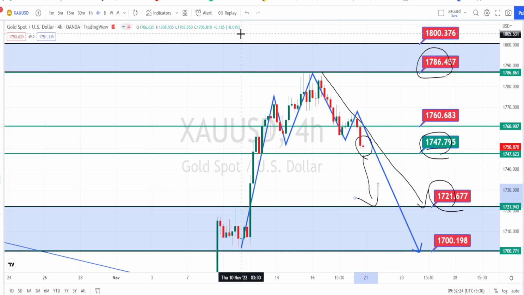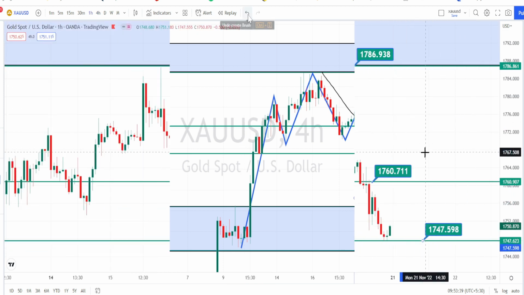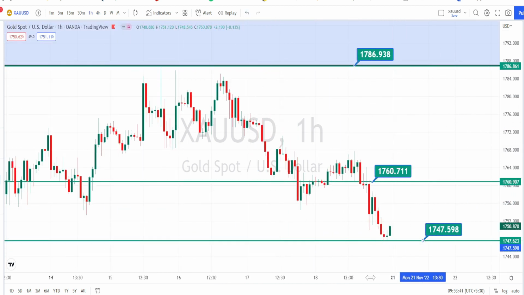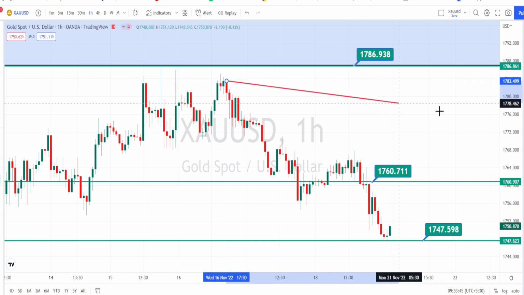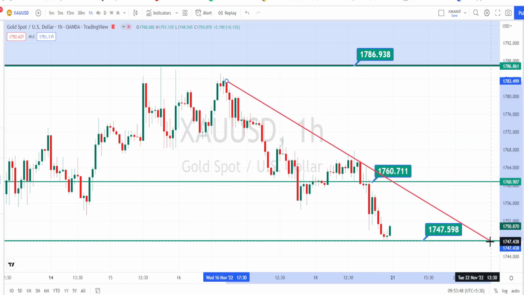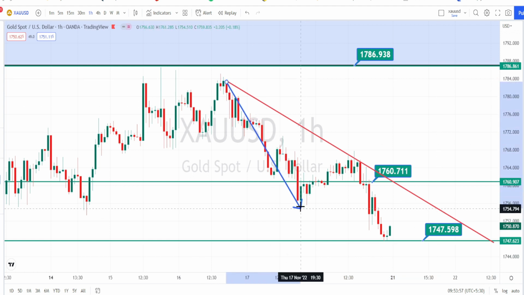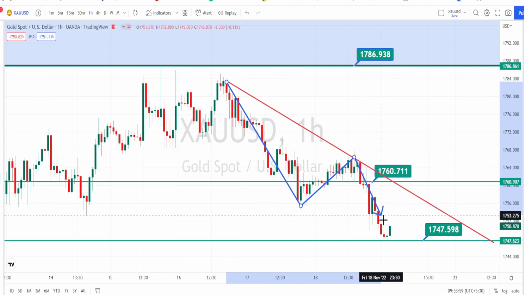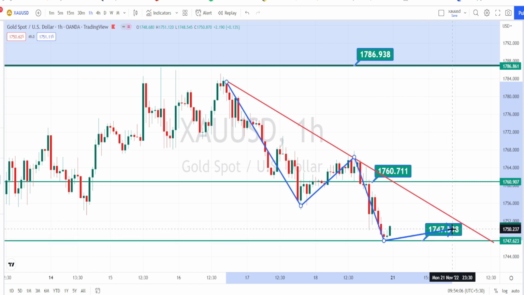Let us look at the price action in the hourly time frame. I am in the hourly time frame. So when we look at the price action in the hourly time frame, again I am going to draw a trend line or a resistance line to understand the current trend of the price action. Based on this resistance line, we can clearly notice that the current trend of the price action is a bearish trend and it has taken support on the support level of 1747.